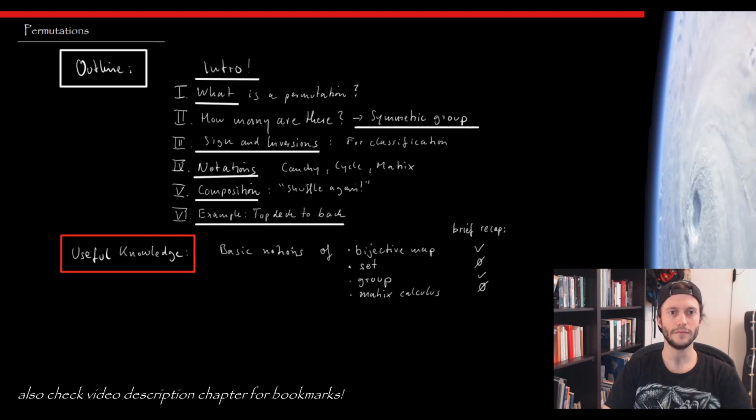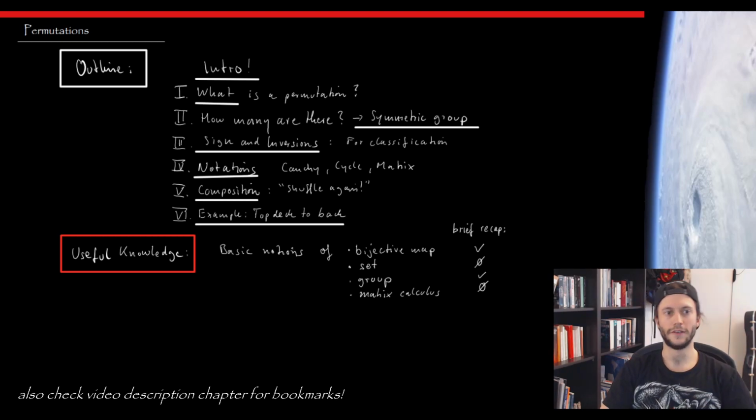First of all, we're going to talk about what is a permutation, obviously. That leads us directly to the question, how many permutations are there? We put them together in a symmetric group and explain that one. Then we introduce some further notions, like the sign and the inversion of permutations.